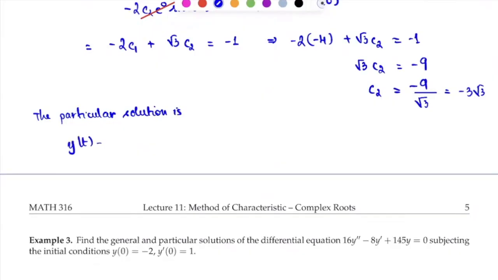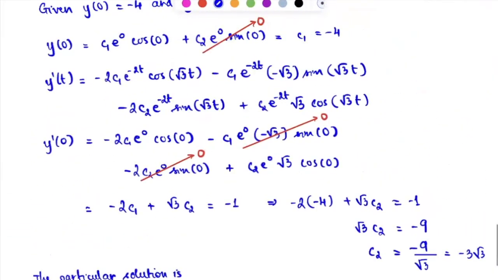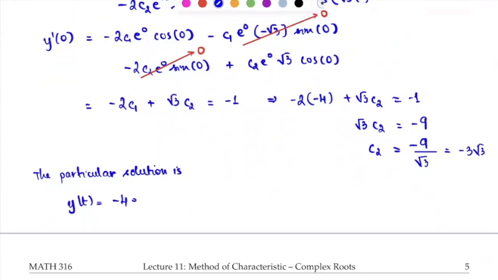So y of t is equal to, c1 is equal to negative 4. So negative 4 times e to the negative 2t times cosine of square root of 3t, minus 3 times square root of 3 times e to the negative 2t times sine of square root of 3 times t.